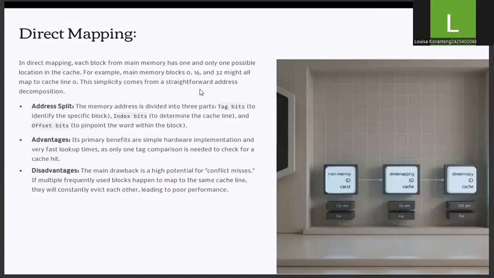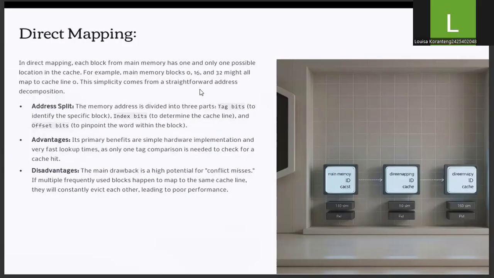Direct mapping. In direct mapping, each block from the main memory has one and only one possible location in the cache. For example, main memory blocks 0, 16, and 32 might all map to cache line 0. This simplicity comes from a straightforward address decomposition. The memory address is divided into three parts: the tag bits, used to identify the specific block; the index bits, used to determine the cache line; and the offset bits, to pinpoint the word within the block.